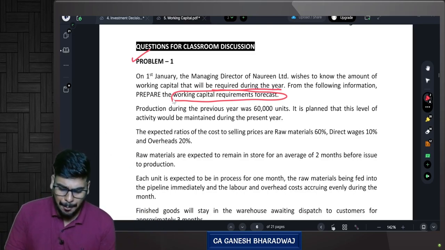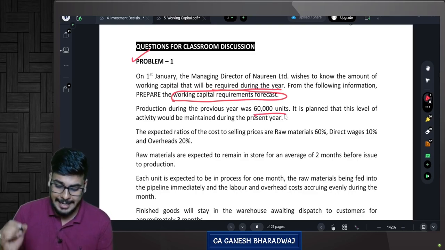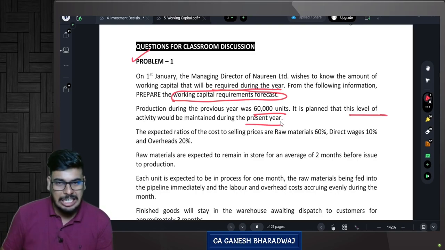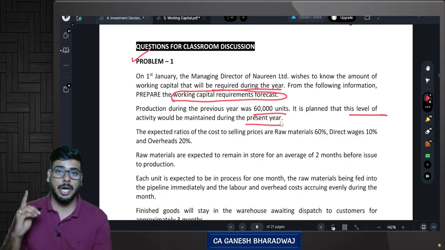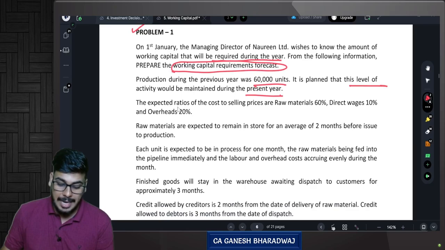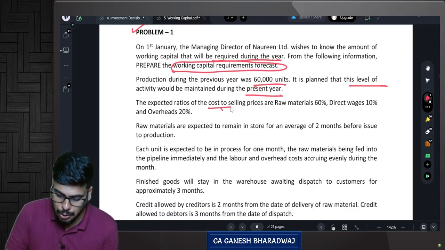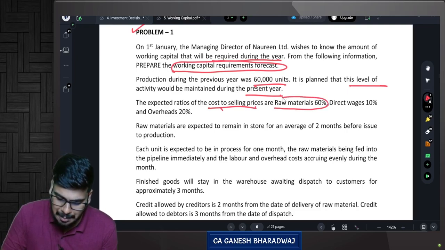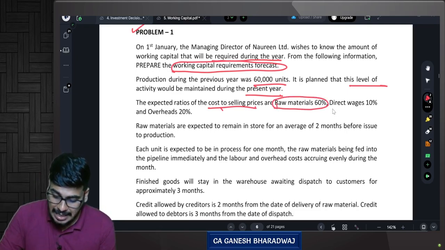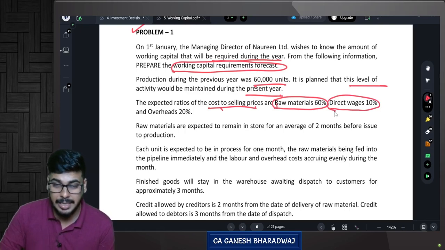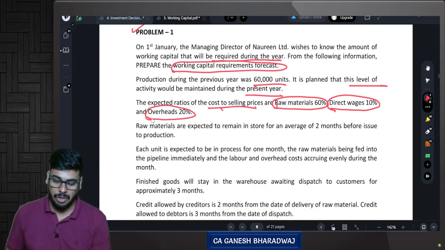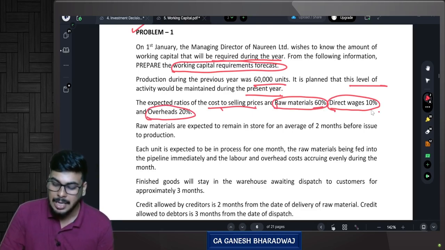What they are saying. Production during the previous year was 60,000 units. It is planned that this level of activity would be maintained for the present year also. So the upcoming year, I'm going to produce how many units? 60,000 units. The expected ratios of cost to selling prices are given as follows. Raw material is generally 60% of my sales value. Direct wages is generally 10% of my sales value. Overheads is generally 20% of my sales value. So raw material 60, wages 10, and overheads 20%, right?